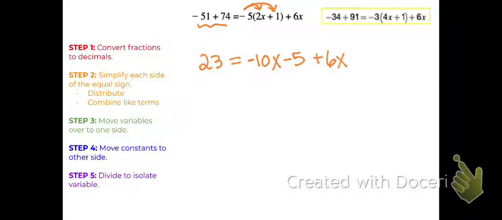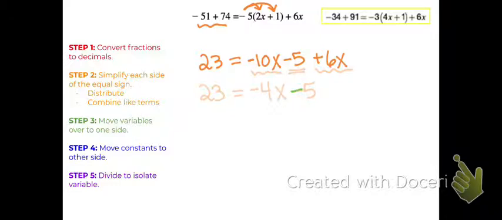So looking at the right side a little more, if I combine any like terms, remember like terms have the same variable and exponent. Make sure you're looking at the signs there. Negative 10x plus 6x. Well, negative 10 plus 6 is negative 4, so it's negative 4x. And there aren't any other constants on the right side, so I still have my minus 5. Now I'm going to move all my variables to one side of the equal sign, and notice all my x's are already on the right side, so I'm good there. So now I'm going to move all my constants over to the other side.